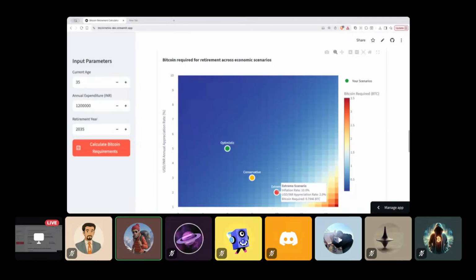So if you can see here, you will require close to 0.8 BTC, which is high inflation and low depreciation, meaning low appreciation rate. But realistically, the appreciation will also increase if you are facing sustained high inflation, and in that case, you will only require close to 0.3 BTC.